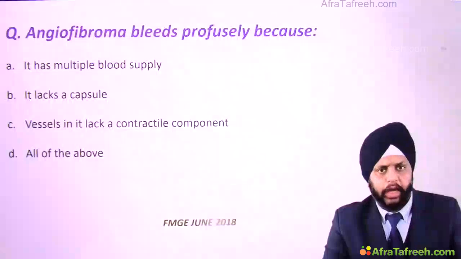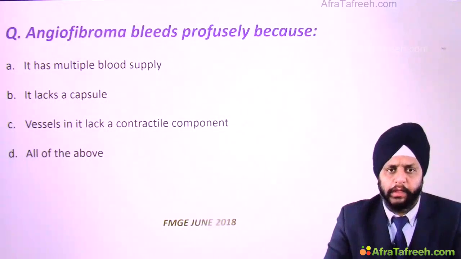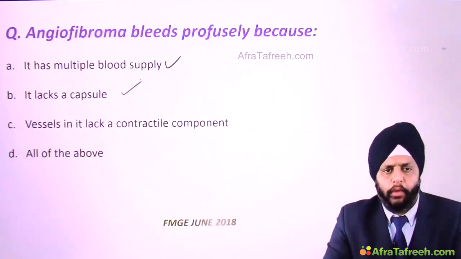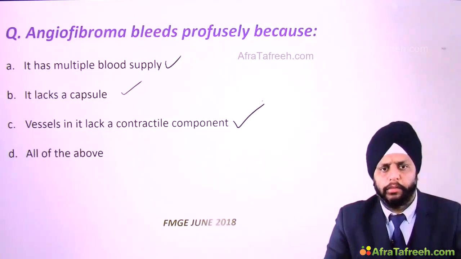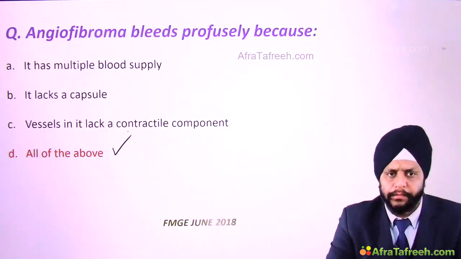Okay, let's look at this question. Angiofibroma bleeds profusely because it has multiple blood supply, it lacks a capsule, and vessels in it lack a contractile component. All of the following are true. So the answer to our question is all of the above.